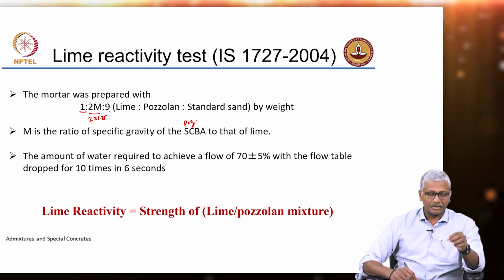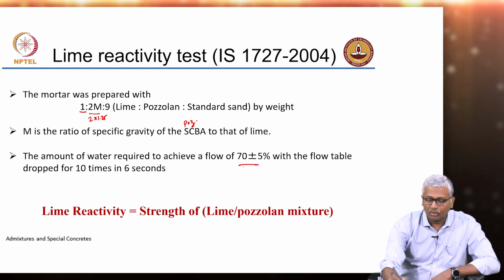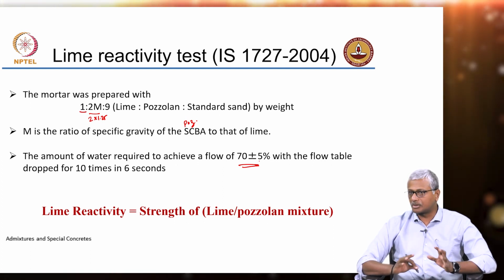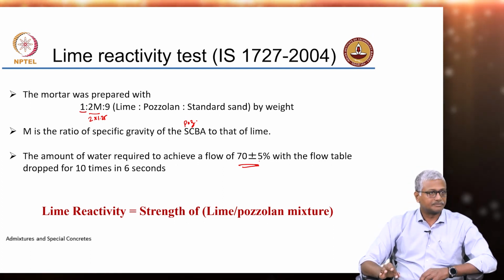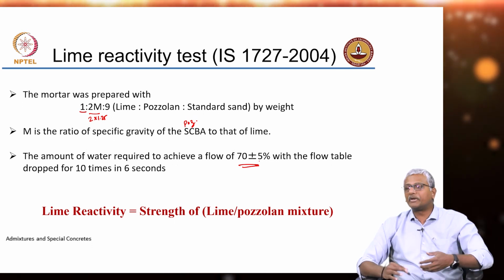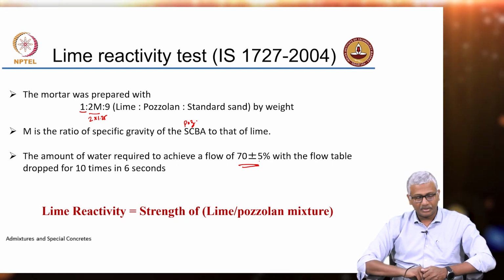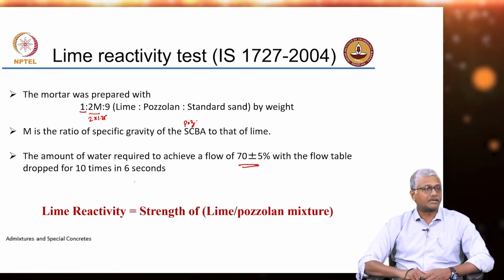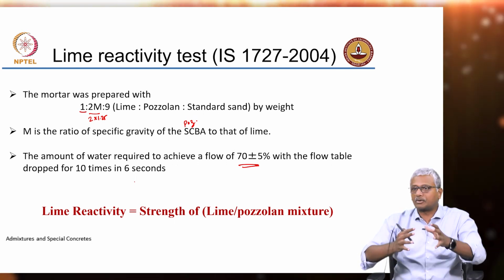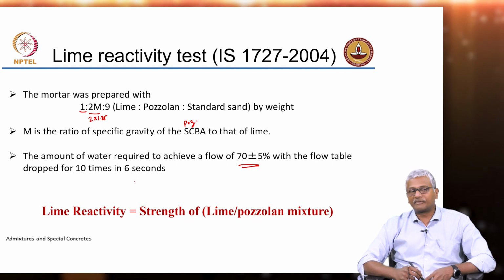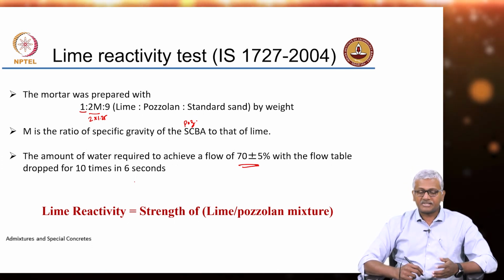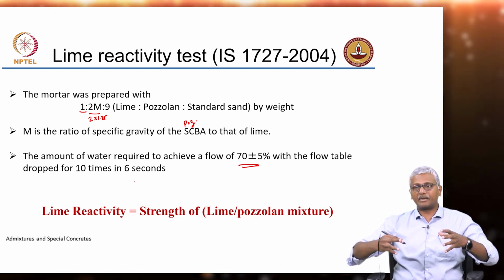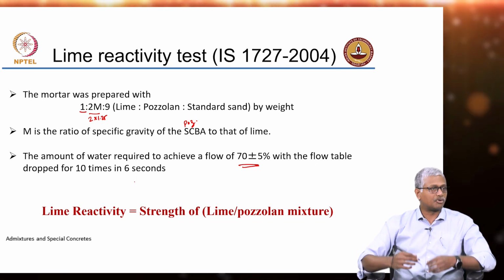parts of sand. Okay. Now, water has to be added to achieve a flow of 70 plus or minus 5% with the flow table test. So, again, water is not constant, you need to control it based on the flow. So, between different pozzolanic materials, you may get different quantities of water. Okay. So, again, this flow table is dropped 10 times in 6 seconds as per this standard, so that when you drop it, it causes the material to flow out. You need to get a flow of 70 plus or minus 5%. That means that if the initial diameter of the cement mortar was 100 millimeters, you need to obtain a final diameter of 170 millimeters. So, 70% flow is defined like that.